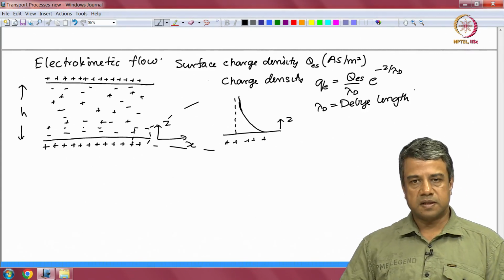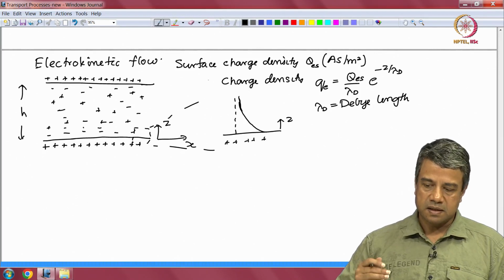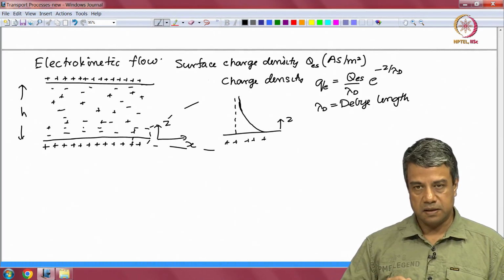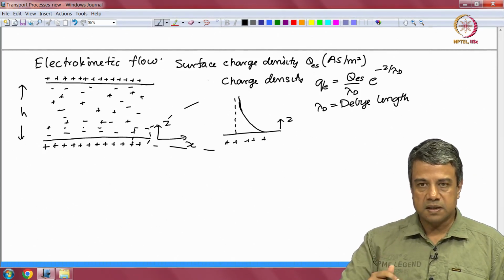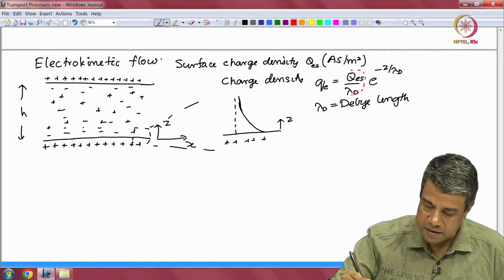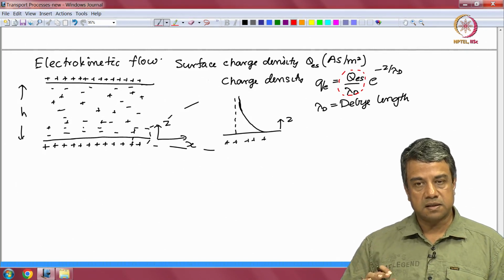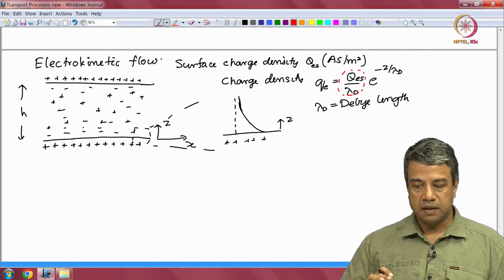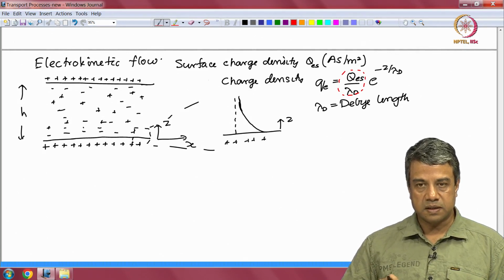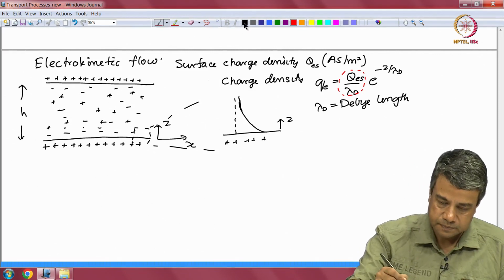So, this is the expression for the charge density close to the surface. As z increases, this decreases exponentially. The charge density at the surface itself is equal to the ratio of the surface charge density. Note that this surface charge density is charges per unit area divided by lambda d, which is a Debye length, gives you a charge per unit volume.